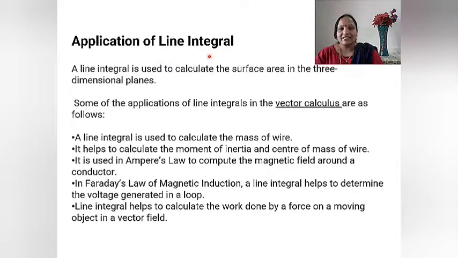Applications of line integrals. Line integral has a number of applications in vector calculus and is also used to calculate surface areas in three-dimensional planes. Line integral is used to calculate the mass of a wire, and it is used in Ampere's law to compute the magnetic field around a conductor, and line integral helps to calculate the work done by a force. So these are some of the applications of the line integral.